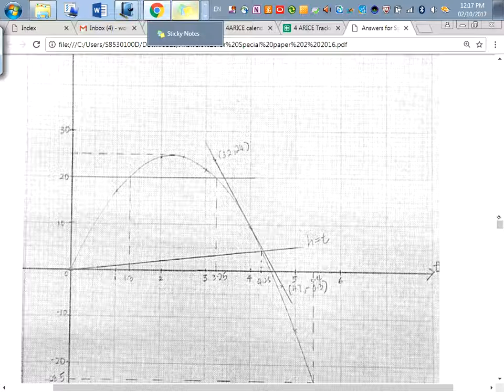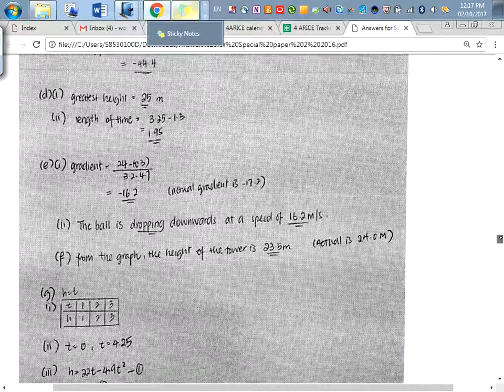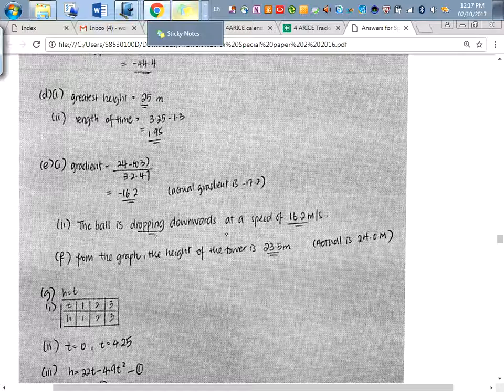Okay, next, draw a tangent. Then this is at time equals 4. Draw a tangent line. What does the gradient of a distance time graph give you? What does the gradient of a distance time graph give you? Speed. You need to know this. This is a distance time graph. So it's telling you about the speed of the ball when time is equal to 4. The ball is dropping downwards at a speed of 16.2 meters per second. That is our gradient.